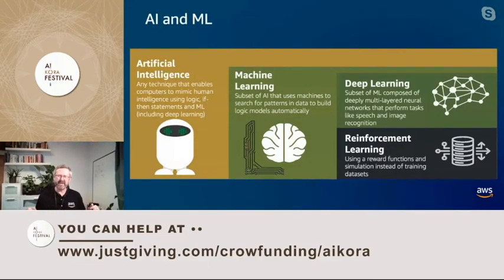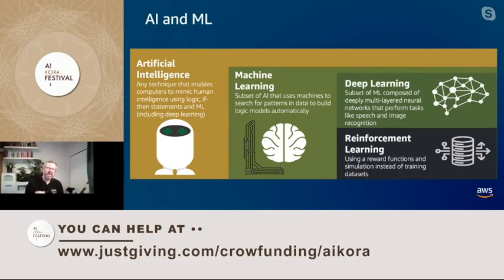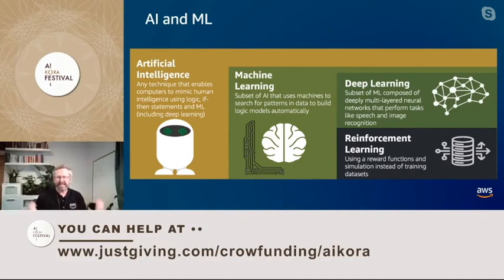We can break AI into various bits. And so artificial intelligence is, as I've said, that ability to use a computer to mimic human intelligence, to describe something that we think requires a human to be smart to do it. There's a subset of machine learning. And machine learning is where you actually create the logic, the patterns, the models, if you will, by driving that from data.